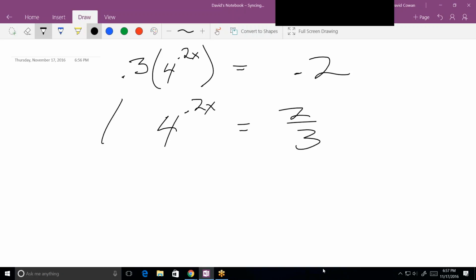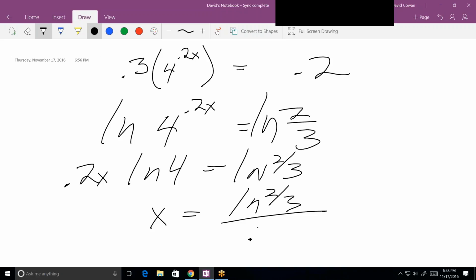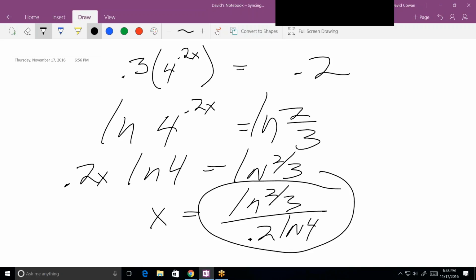Now, take the natural log of both sides. That allows me to bring the 0.2x down, leaving 0.2x times natural log of 4 equals natural log of 2/3. And now I'm going to divide both sides by 0.2 natural log 4, leaving x all alone on the left. On the right, I got natural log of 2/3 divided by 0.2 natural log of 4. That's just a number. Okay.